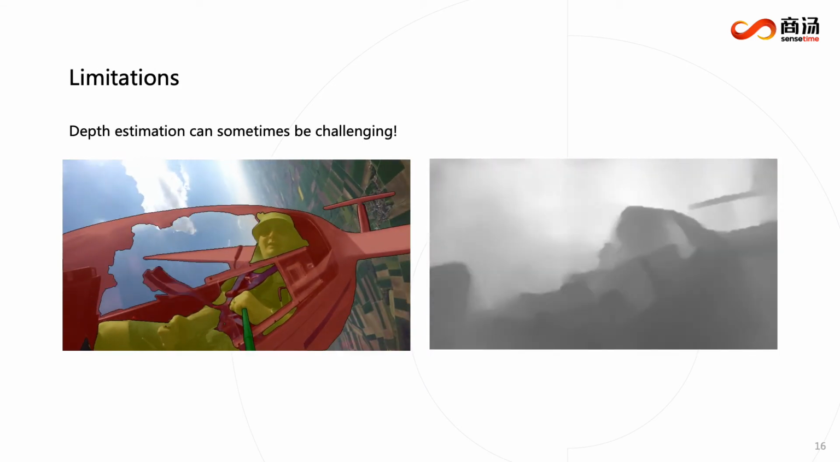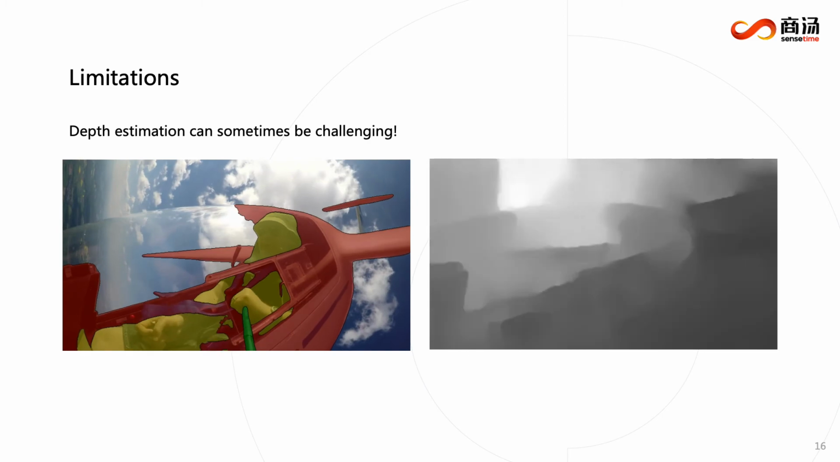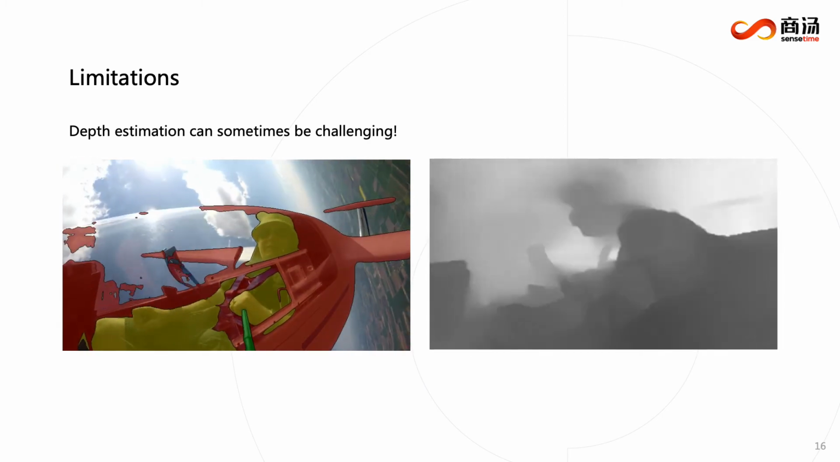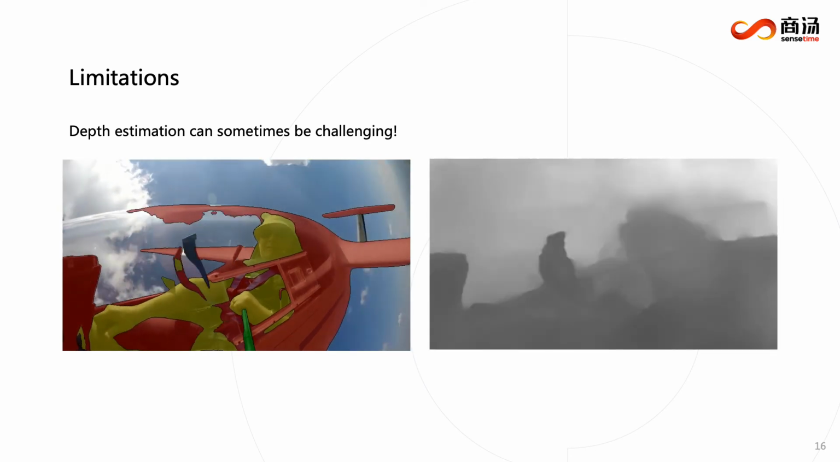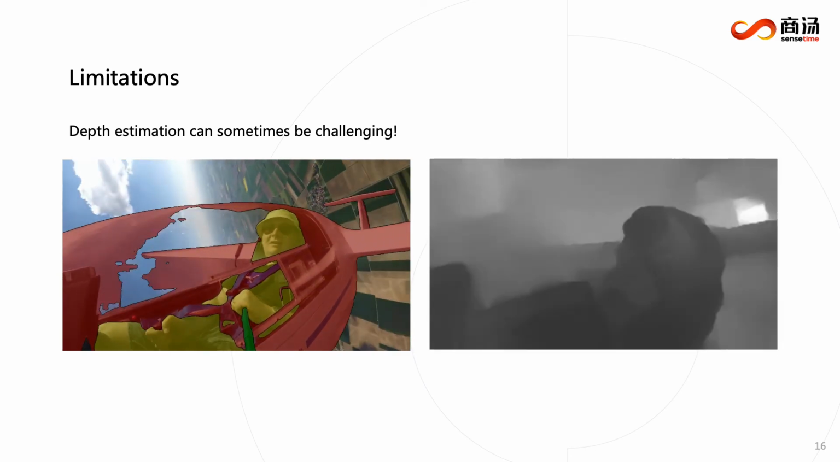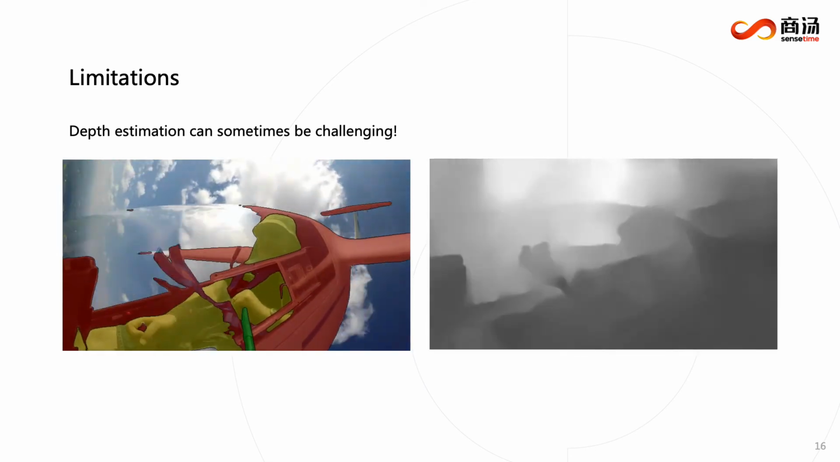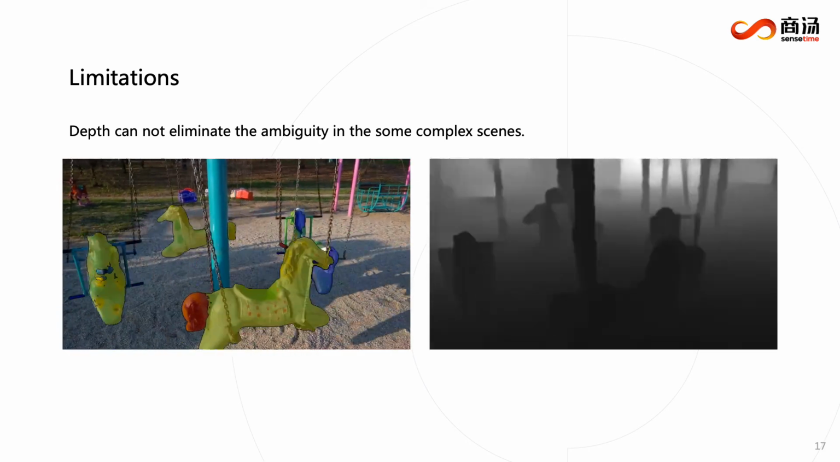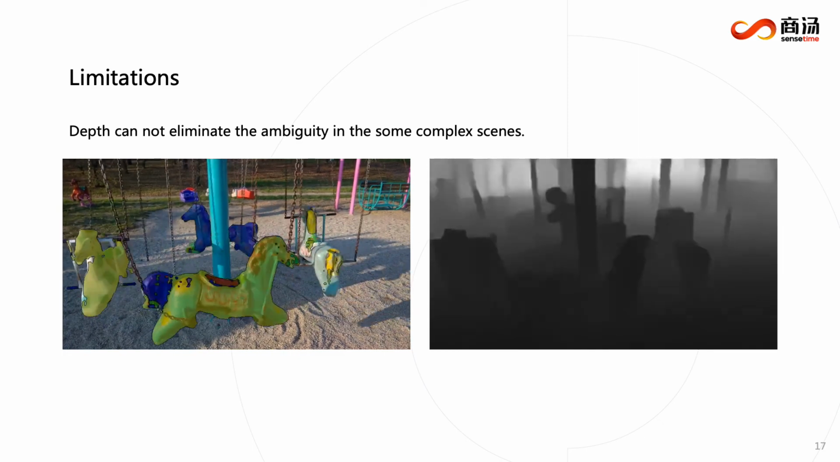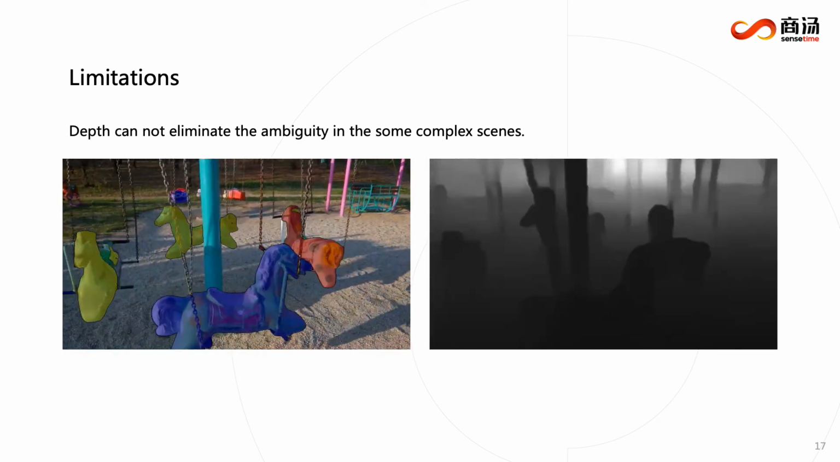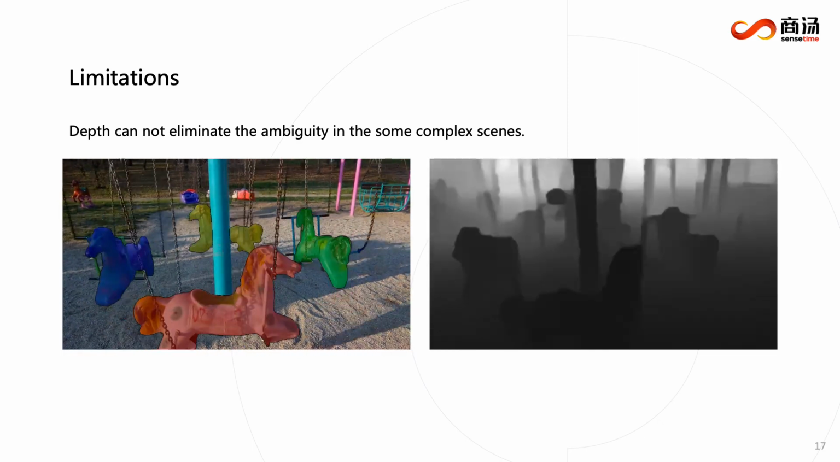Of course, there are still some limitations of our method. Depth estimation can sometimes be challenging and the results may be wrong. The incorrect depth may lead to wrong segmentation results. In some complex cases, depth maps cannot eliminate the ambiguity. How to segment objects in such cases is still an open problem.